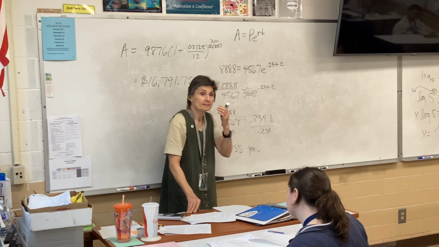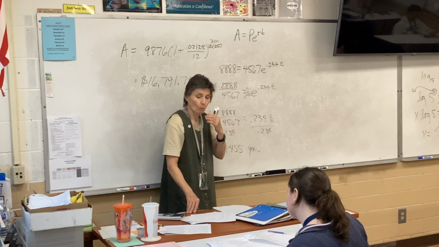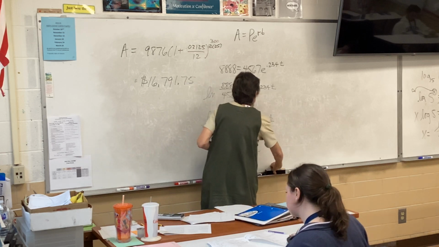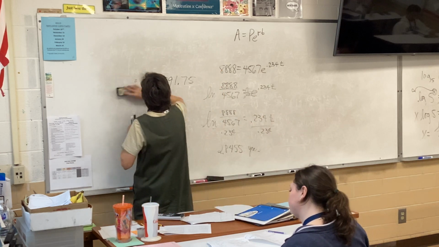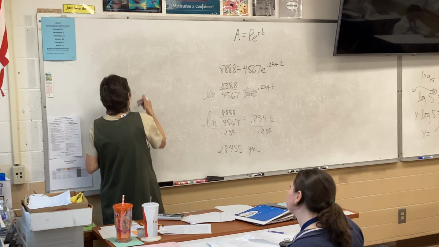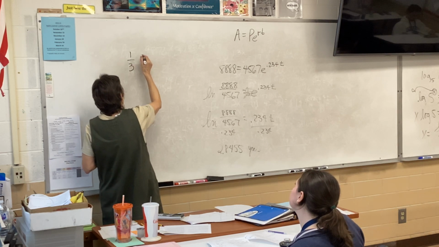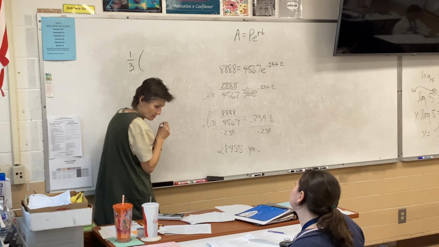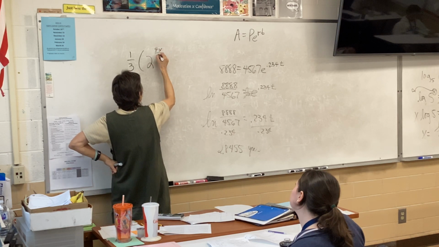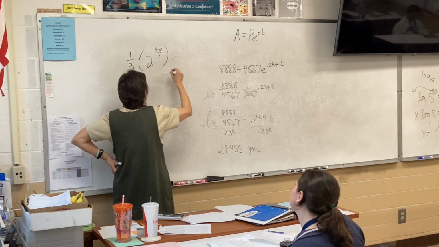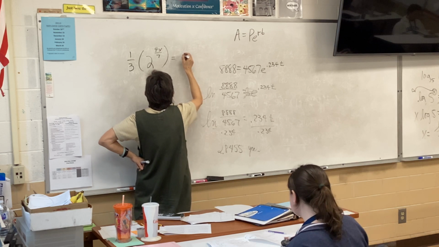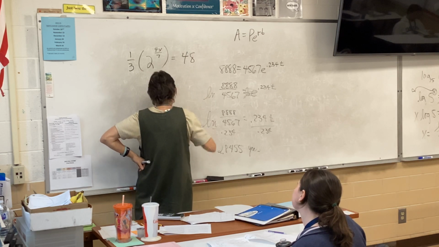Number... which number? Like 40. 40? 40. Okay, so 40 is an exponential. So it's something like 1/3 times 2 to the 4x over 7 equals, let's say, 48.